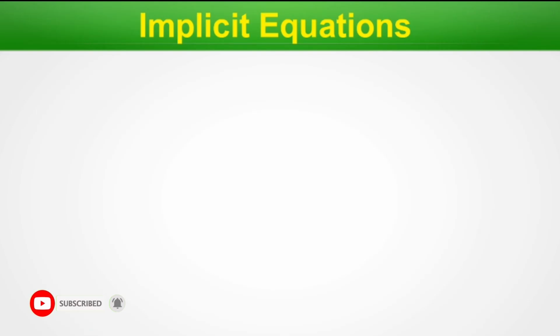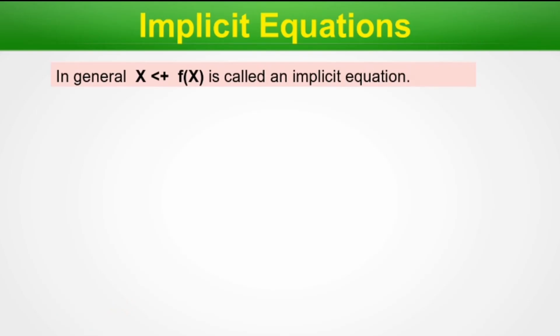So let's see what an implicit equation is. In general, a contribution statement like X is a contribution of Fx is called an implicit equation. So again I am repeating, X is a contribution of Fx. So on the left hand side X is present and on the right hand side some function of X will be there. So this is called an implicit equation.